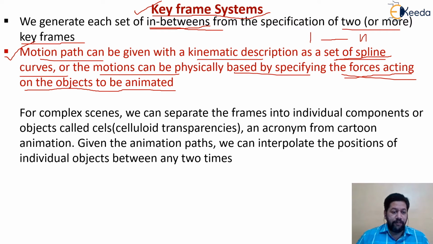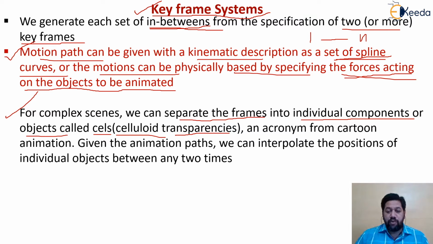Now, for complex scenes, we can separate the frames into individual components or objects. If the scene is complex, then we have to separate the frames into individual components or objects. Generally these are called cells, where cell is short for celluloid transparencies, an acronym taken from cartoon animation. So we separate the frames into individual components or objects called cells.